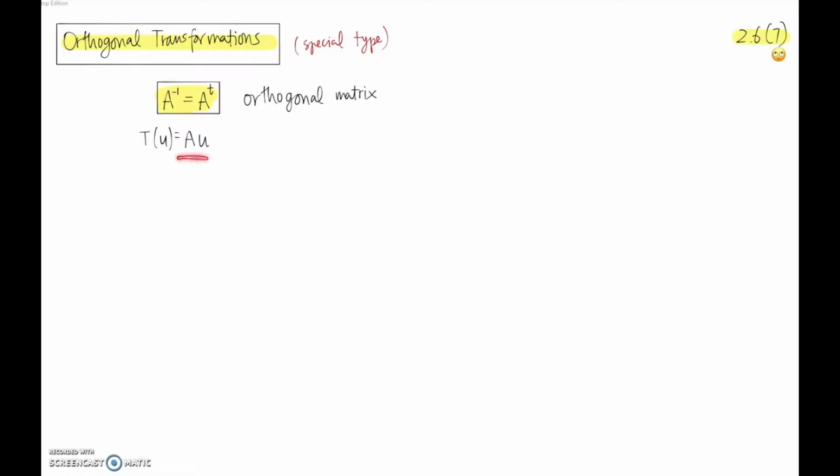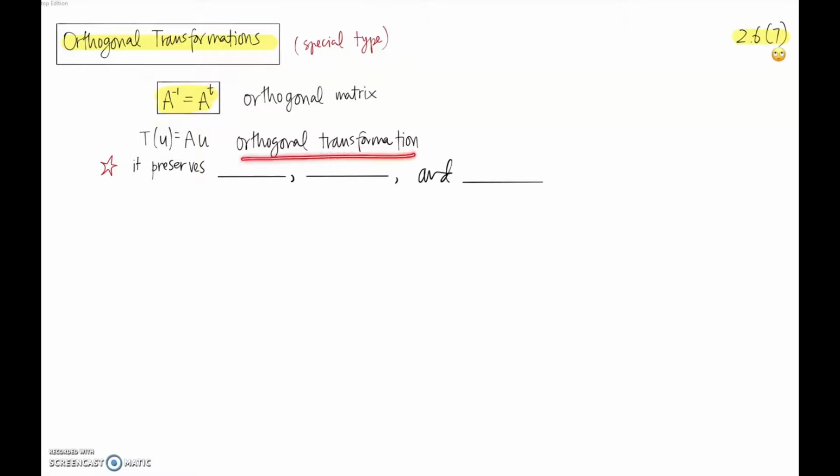And when we're using these matrices as transformations, then this is called an orthogonal transformation. So you might ask the question, why do we even care about this? What's so cool about this relationship? One reason these orthogonal transformations are so important is because they preserve three things. And when we say that a transformation preserves something, it means that a characteristic from before the transformation is still there after the transformation.